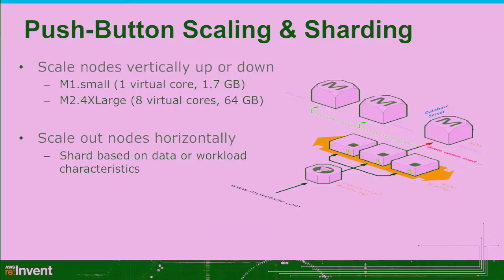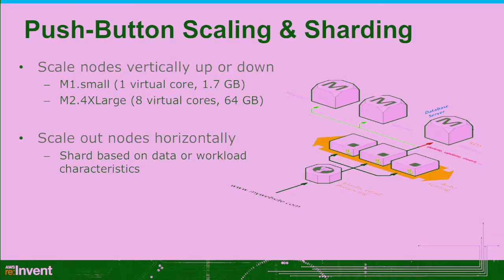Push-button scaling is a simple technique to scale your database vertically. You can start with very small instances at the beginning of your usage of RDS, maybe with an M1 small that only has one virtual core and 1.7 gigs. And once you realize that the demand for your database is growing, you can scale that instance to an M2 4x large box, which is an 8-core instance with 64 gigabytes of RAM.